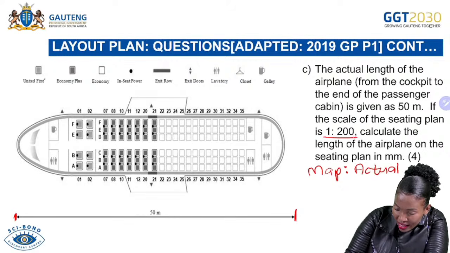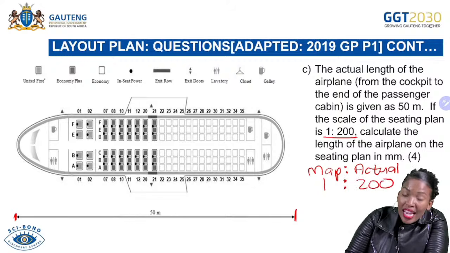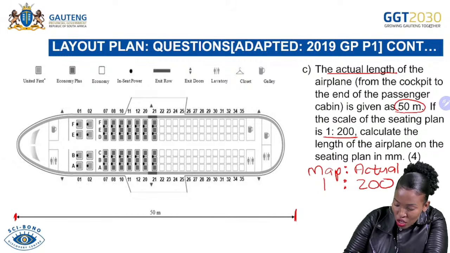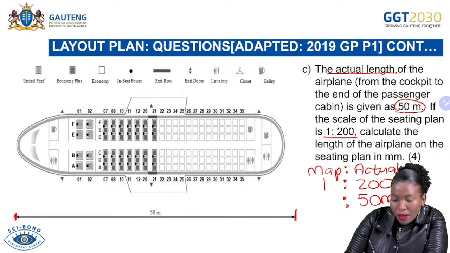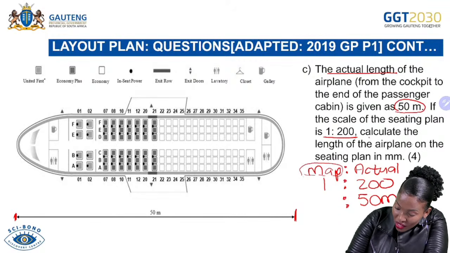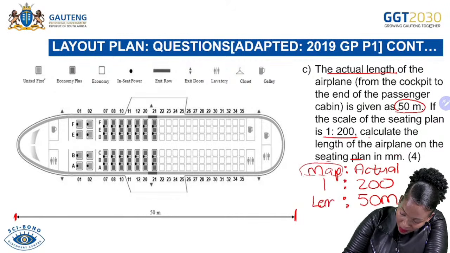So we are given a scale. They say the scale is 1:200. And what are we given? Here we are given the actual length, and they say the actual length is 50 meters. So in this section of actual, I'm going to write 50 meters. So what is it that we must find? We need to find the map distance. In other words, we must calculate the length of the airplane on the plan. That is why it is a distance on the map, or the distance on the plan, in millimeters. So here, I'm just going to say this is the length.